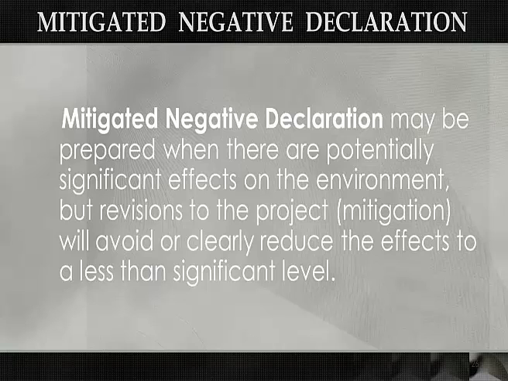A mitigated negative declaration is a little bit different from a negative declaration. It's prepared when there are potentially significant impacts on the environment, but revisions to the project will avoid or reduce those effects to what's called a less than significant level.